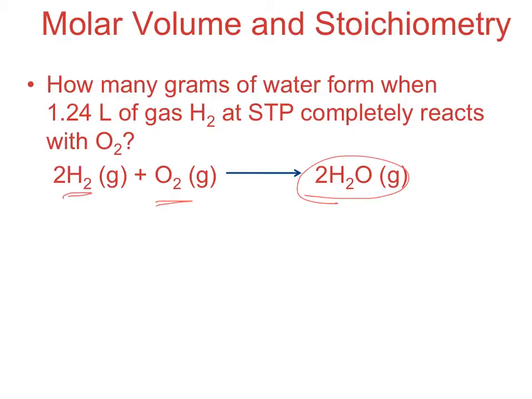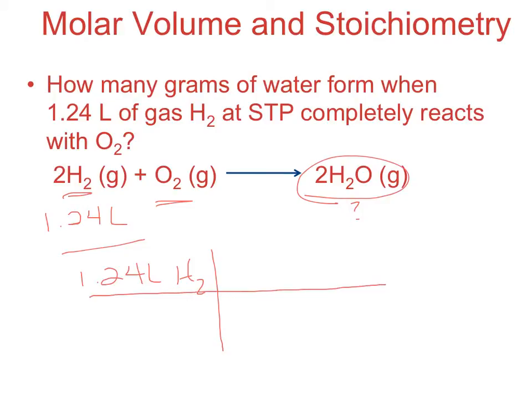And so the given information is that you start with 1.24 liters of hydrogen gas and want to know how much water you make. So as always, you start with the given information, 1.24 liters of hydrogen gas. Go to moles first. So there are 22.4 liters in 1 mole of any gas.